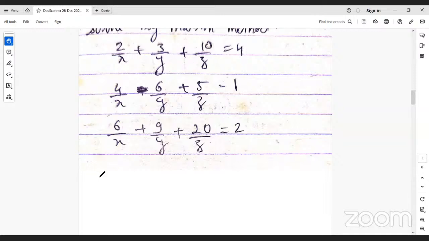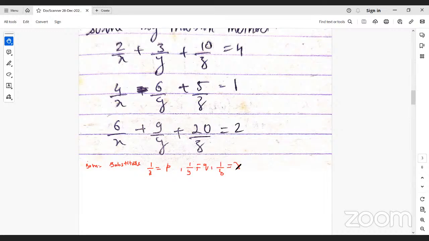So see here, the first step in the solution: we are solving this example by the substitution method. Whatever 1 by x is there, you replace it as p. Then 1 by y, we replace it as q, and 1 upon z we replace it as r.